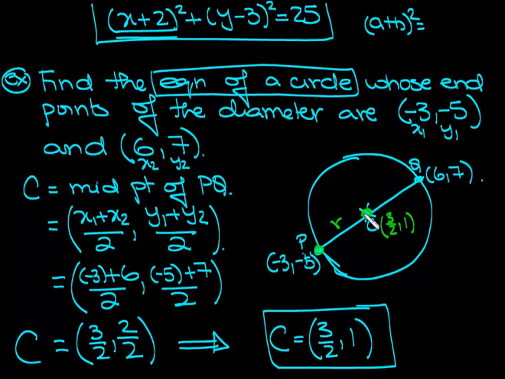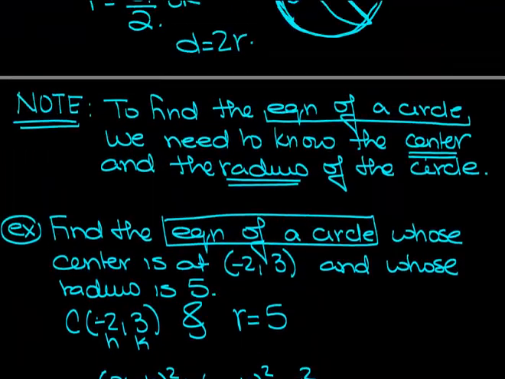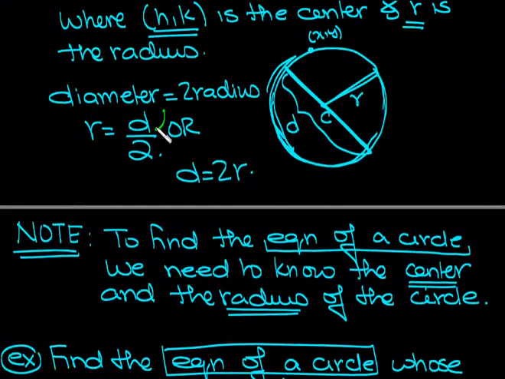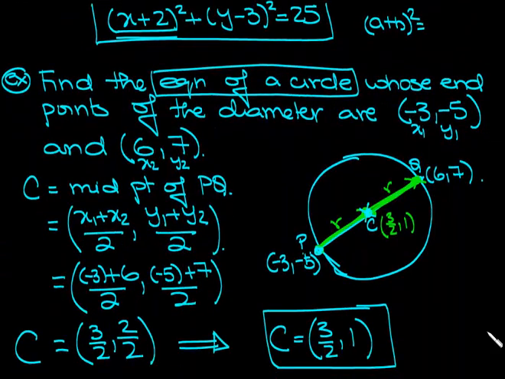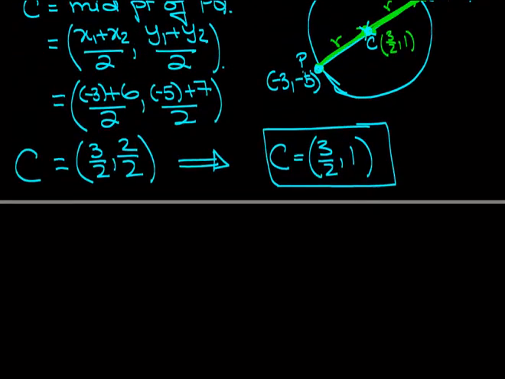Or I can find this distance using the distance formula, and that'll be my radius. Or I can find this whole distance, that'll be my diameter, and then to get the radius, what do we do? We take the diameter and divide it by 2. So that's the option I'm going to go for. I'm going to find the entire distance PQ first, and then divide that by 2.